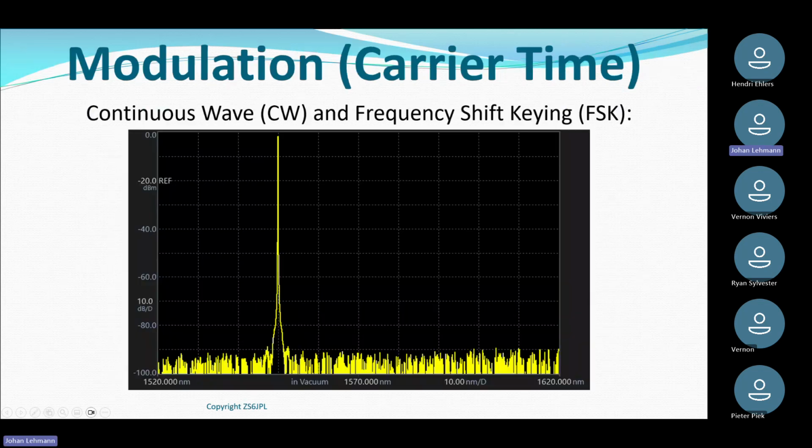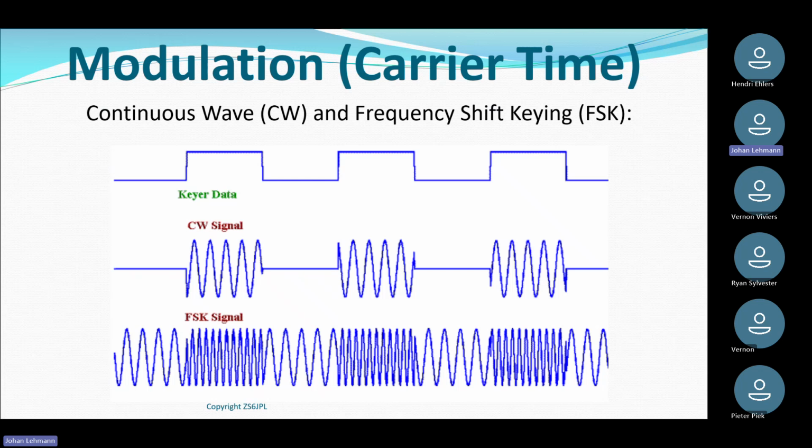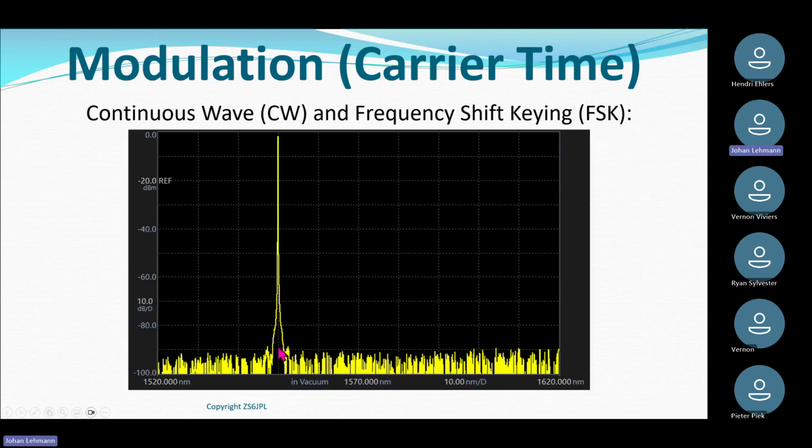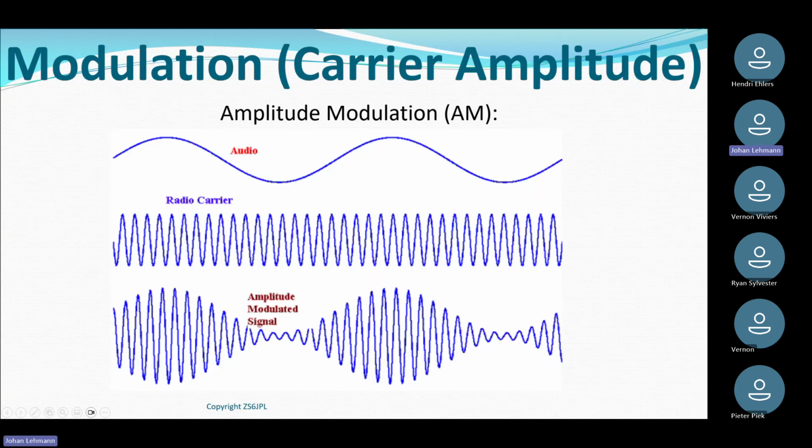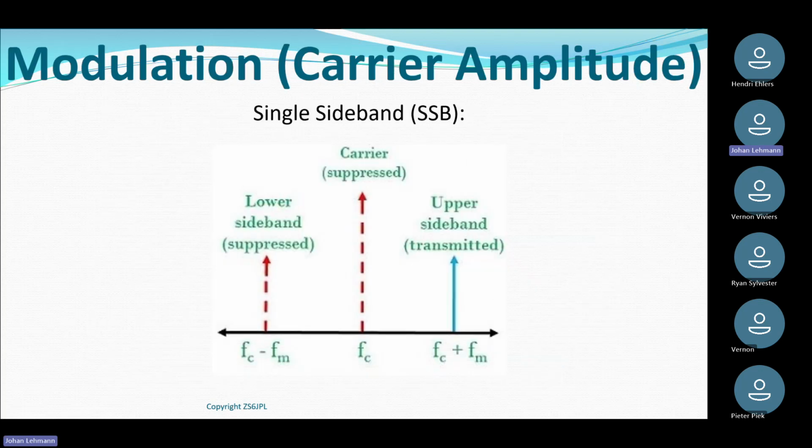If we just go here quickly, I just want to show you this one. Because this is CW or FSK, this is typically less than 100 hertz of bandwidth that we're using. So this is obviously bandwidth-wise incredibly efficient. Our amplitude modulated signal SSB is also fairly efficient, but it's more than CW or FSK.